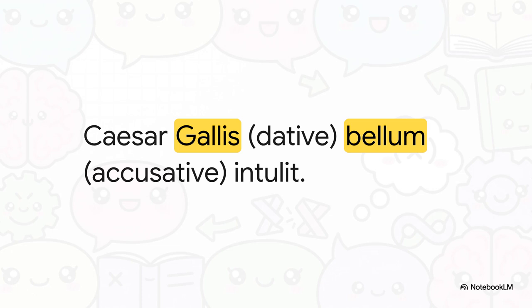Caesar Gallus bellum intellit, meaning Caesar inflicted war on the Gauls. The verb here, intellit, is incredibly demanding. It absolutely insists on having 2 specific arguments, and it demands they wear specific case uniforms. It needs an accusative object for the thing being inflicted, that's bellum, or war, and it needs a dative recipient for who is receiving it. That's Gallus, the Gauls. The verb forces the rest of the sentence to just fall into line.